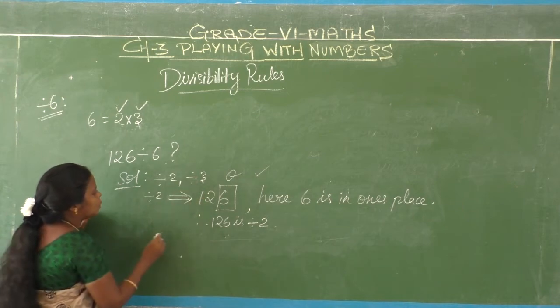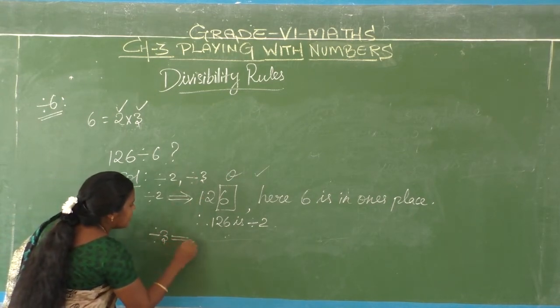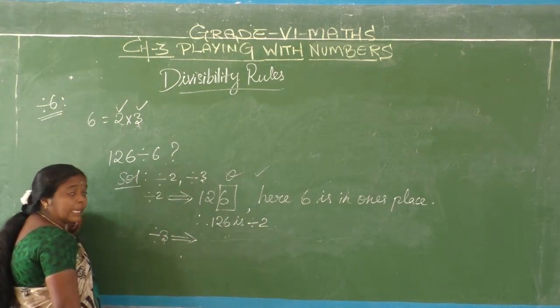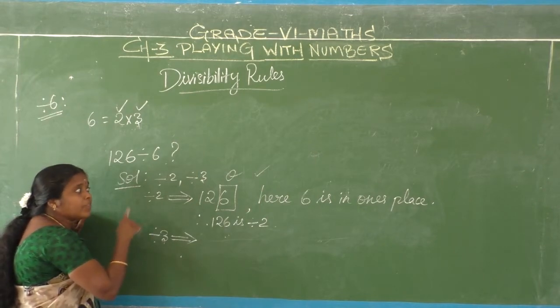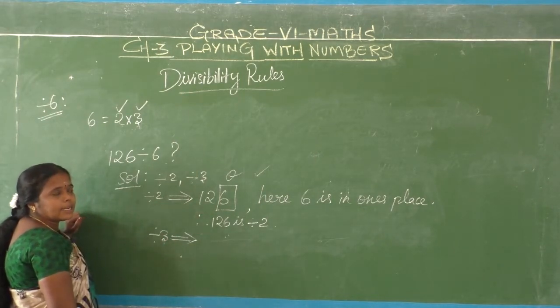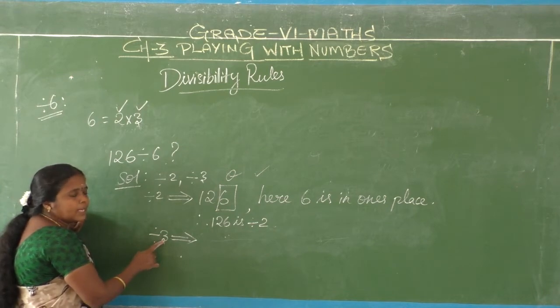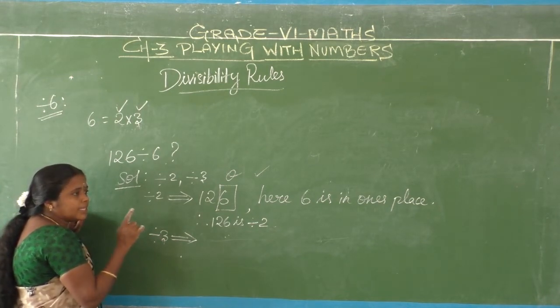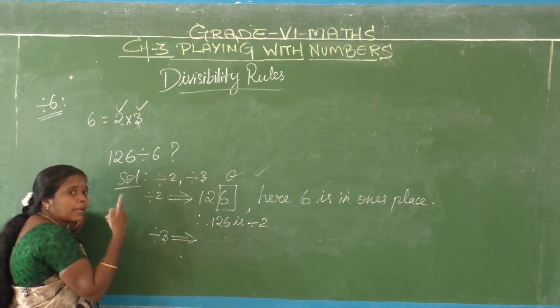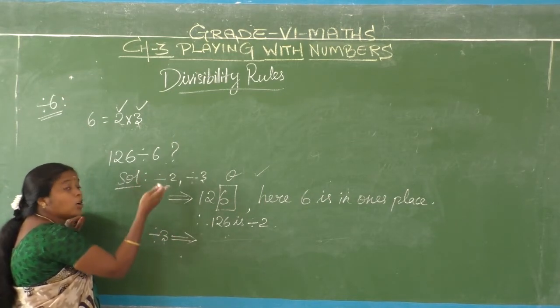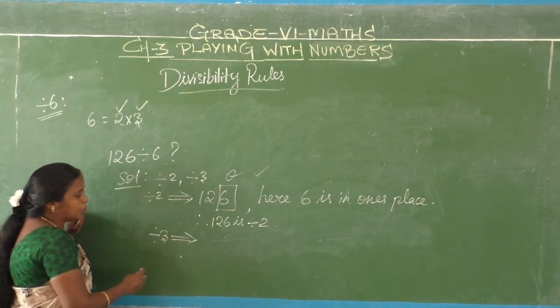Come to second rule, divisibility by 3. What is the rule of divisibility by 3? Sum of the digits is divisible by 3. Yes or no? If the sum of the digits of a number is divisible by 3, then the given number is also divisible by 3. This is the rule.